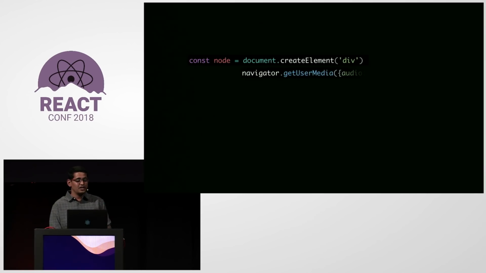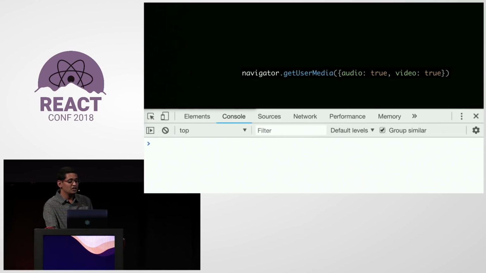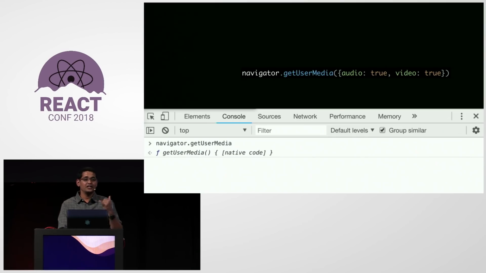So let's take the example of, say, accessing the camera. In the browser, when you say navigator.getUserMedia, you're typically trying to get a picture. If you open your browser console and try to figure out what this getUserMedia is, what you would see is the actual contents of getUserMedia. That's native code. That is not JavaScript code that anybody has implemented. It's something that the browser gives you.